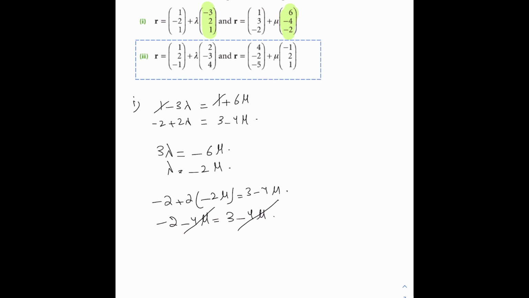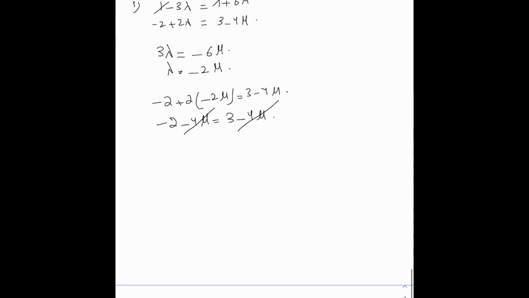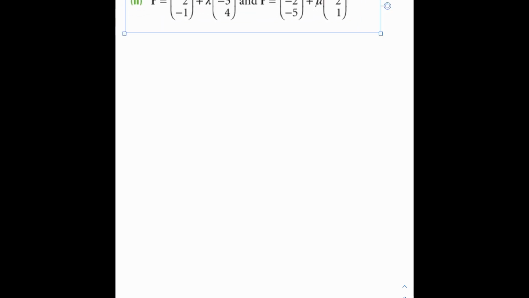So if the lines are parallel, then what will happen? You will not be able to find out the value of lambda or mu. Okay, from the first equation you can write 1 plus 2 lambda equals 4 minus mu. 2 minus 3 lambda. Acha, first you observe the direction vectors.